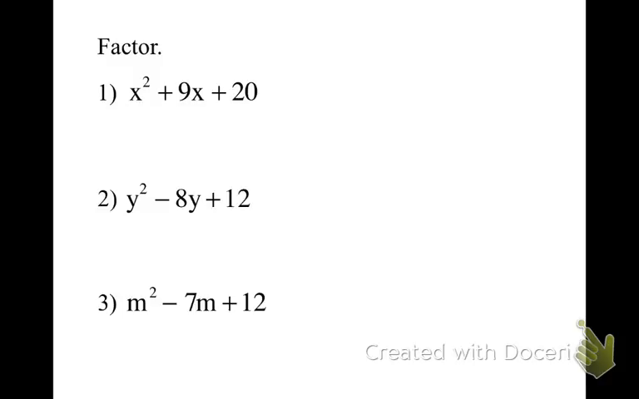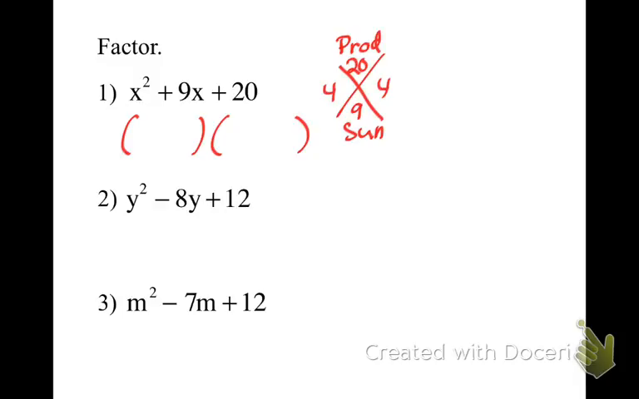All right, so let's do the first one together. Okay, what goes up top, please? 20. And what goes on the bottom? 9. I'm looking for a product and a sum. Okay, what are my two numbers, please, Miriam? 4 and 5.